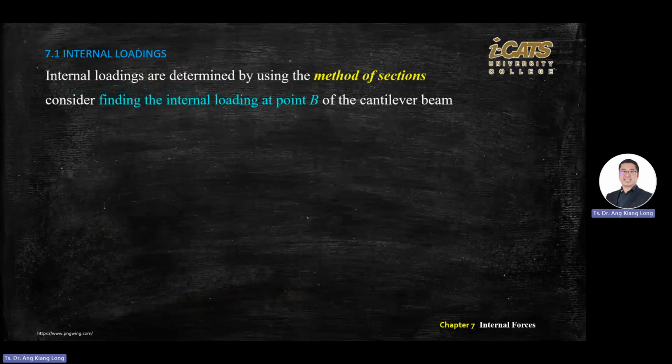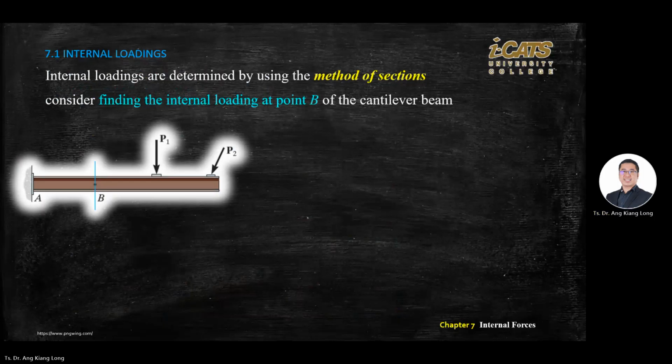So how do we find internal loading? We use a method called section, which means we cut the object into a few components and look at them one by one. Finding the internal loading at point B, for example. We start with a small, very simple structure.